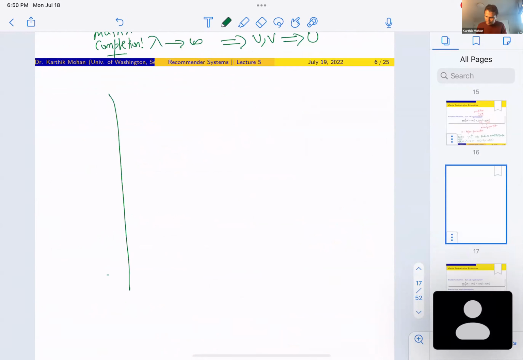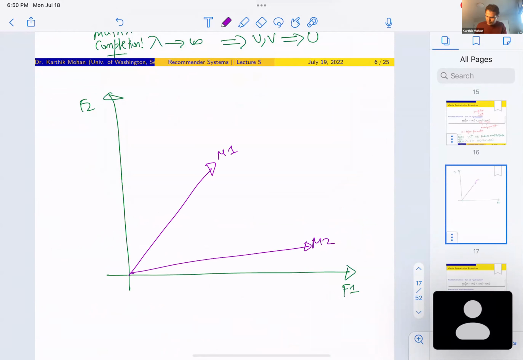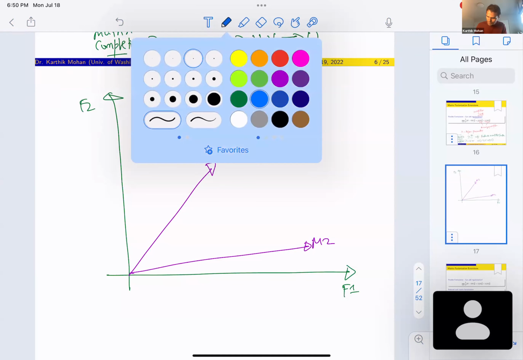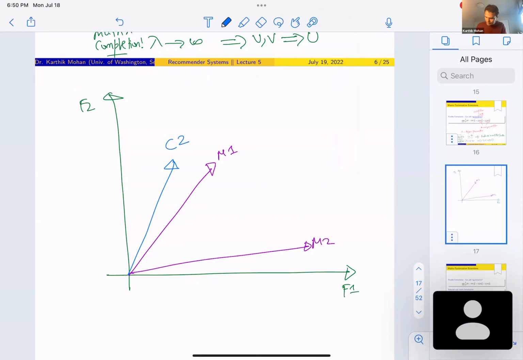So in 2 dimensions, let's say, okay, these are your latent factors. So this is factor 1, factor 2. So let's say this is movie 1, this is movie 2, and this is customer 2 and this is customer 1. Just by looking at this figure, would customer 1 like movie 2 or movie 1? More movie 2, right? And the reason is the dot product, the cosine between C1 and M2, the angle here is smaller. So that means the dot product is also higher.